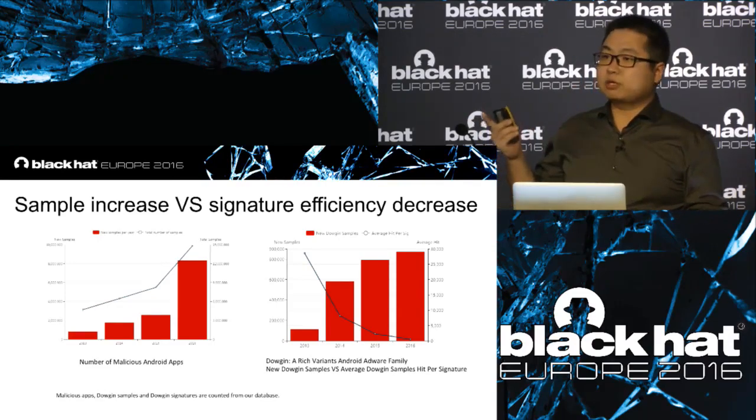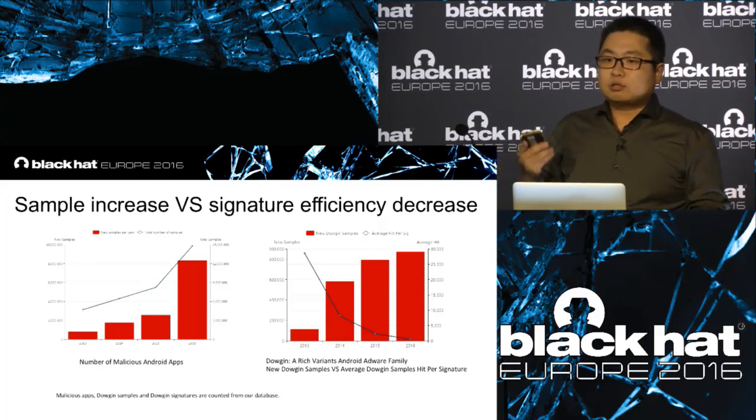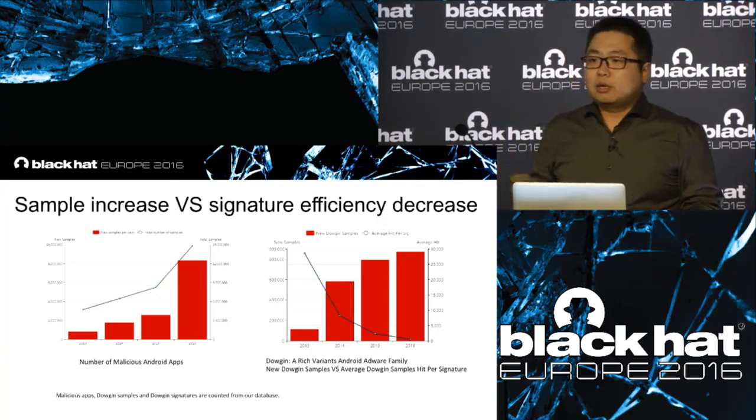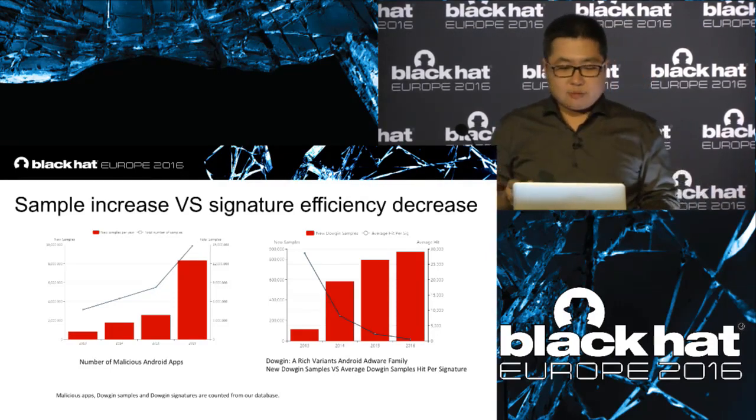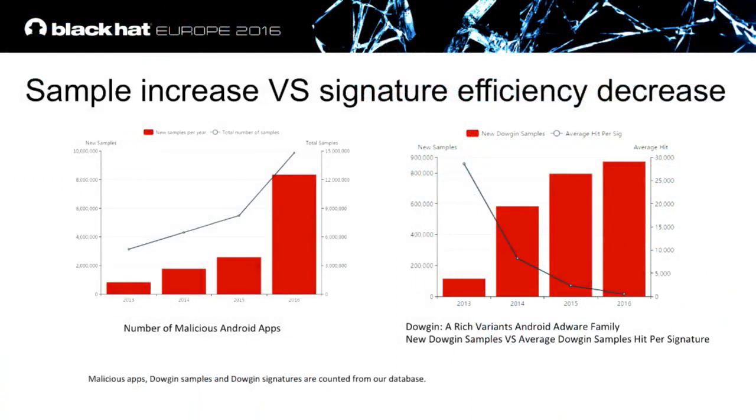You see the left figure shows the total number of Android malware these years. It has reached 15 million. And you can see there is a leap this year, which is not a good sign. And the right figure shows the signature efficiency against Zhijun. Zhijun is a popular Android malware family, which has a lot of variants.